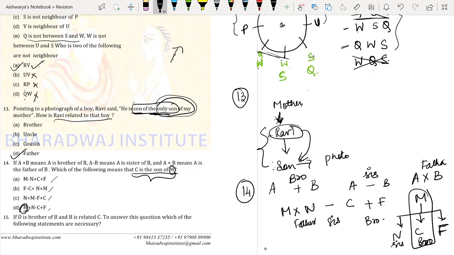Does it start with M into anywhere? It should not start as N into M. If it starts as N into M, it means that N becomes the father. Here F into C means F becomes the father. So only here M into C is there, M into N is there. So M becomes the father. So that's why I tried this option first.